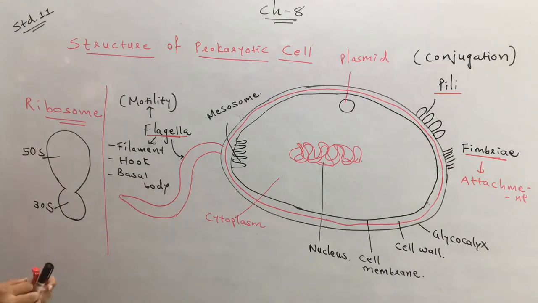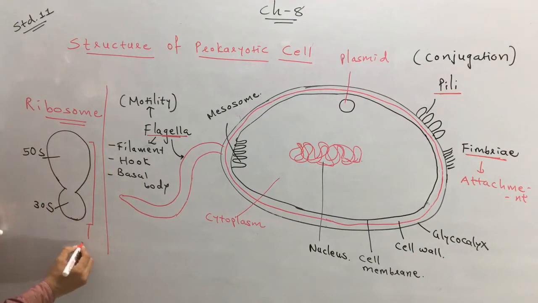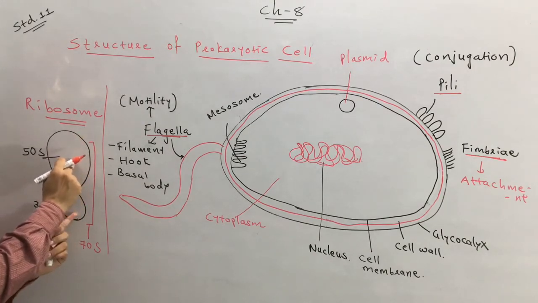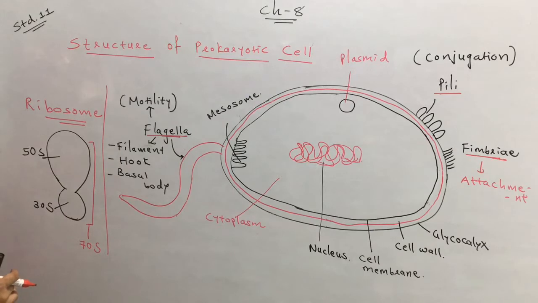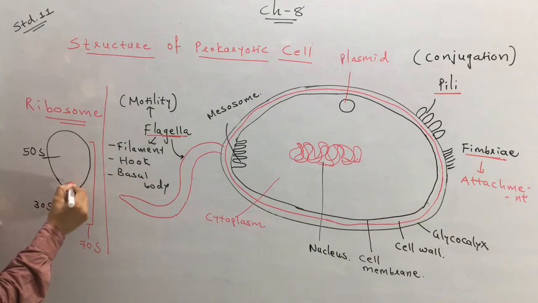Both subunits join together and form a total size. The total size is, I am writing over here, 50 plus 30. It would actually be 80, but here the size is 70 S. Why 70 S? 50 plus 30 doesn't make 80, it makes 70. The reason is that when these two subunits attach, some portion gets reduced, like this much portion or this much portion. So the size gets reduced.